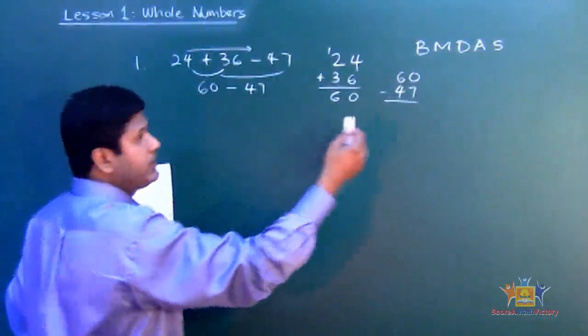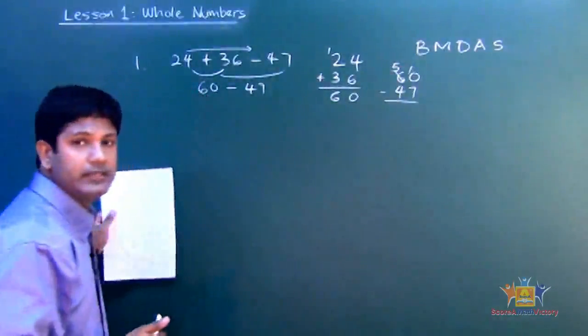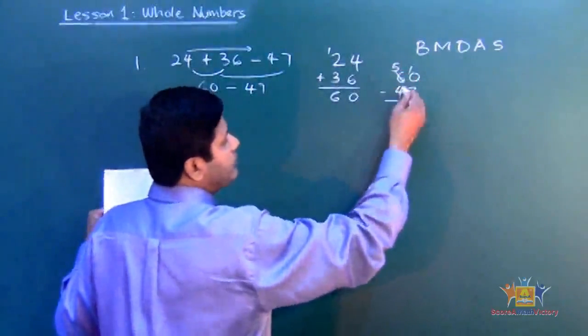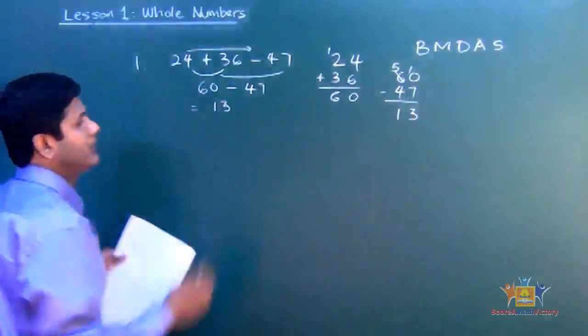0 minus 7, you can't. You borrow from 6, 6 becomes 5 and 0 becomes 10. 10 minus 7 is 3, okay? So 5 minus 4 is 1. So that means the answer is 13.